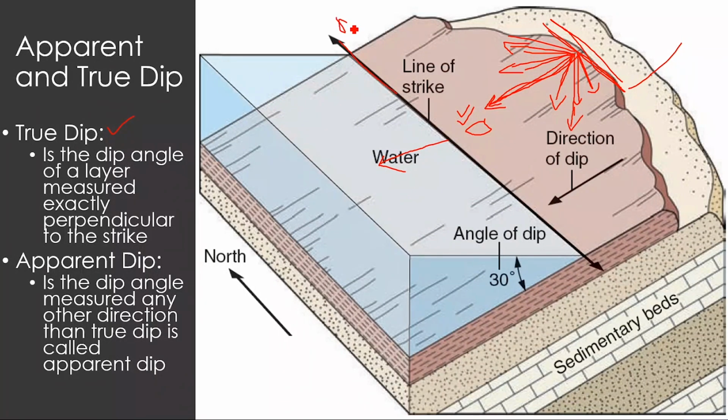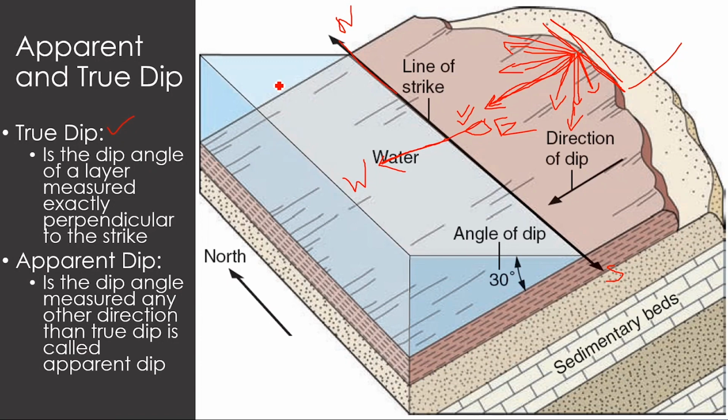I'm talking about the direction. If the direction of the strike line is north-south, then the direction of dip should be either west or east. In this case, it is towards west. For example, a north-south strike can have two true dips, either towards west or towards east.